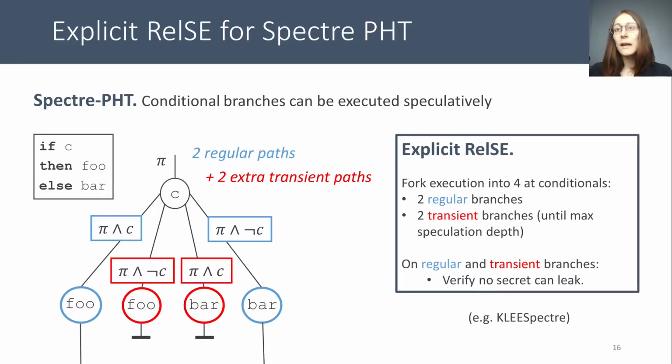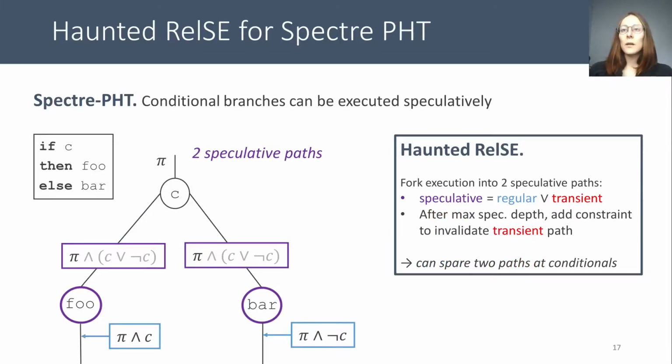In the end, it forks the execution into 4 paths, and we just have to verify that no secret can leak on these paths. Now, instead of forking into 4 paths, we show that it is possible to fork into only 2 speculative paths that encompass both the transient and the regular execution. This can be done by just delaying the update of the path predicate until transient paths are invalidated, and this pairs 2 paths at conditionals.